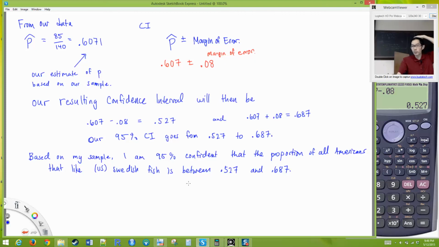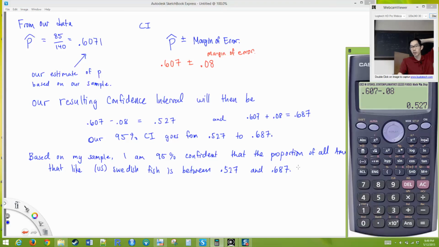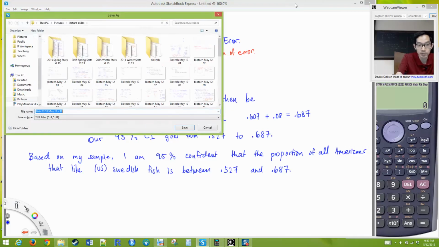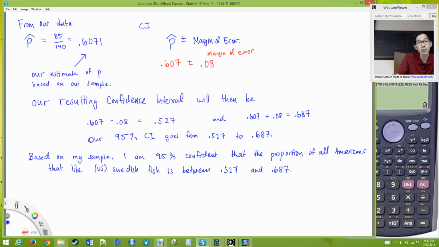Okay, so how did I get this 0.08, or whatever number we're talking about? Let's talk about creating the confidence interval itself. Study this, and especially this statement. This is important.